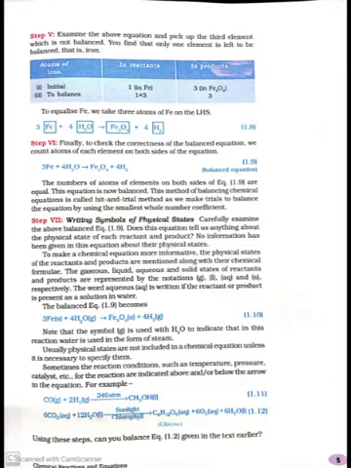Usually, physical states are not included in a chemical equation unless it is necessary to specify them. Sometimes the reaction conditions such as temperature, pressure, catalyst, etc. for the reaction are indicated above and or below the arrow in the equation. For example, CO(g) plus 2H2(g) on arrow, 340 atm, gives CH3OH(l), equation 1.11.